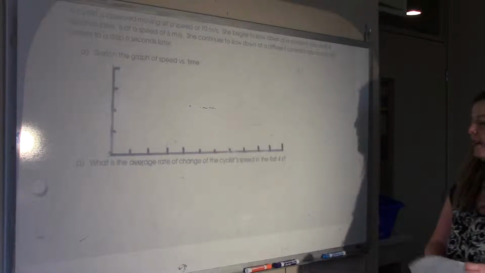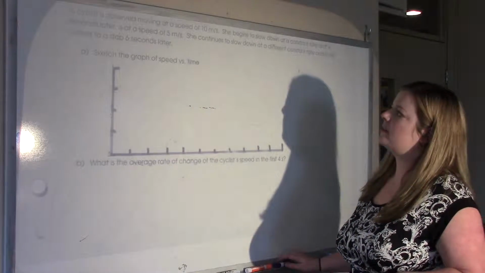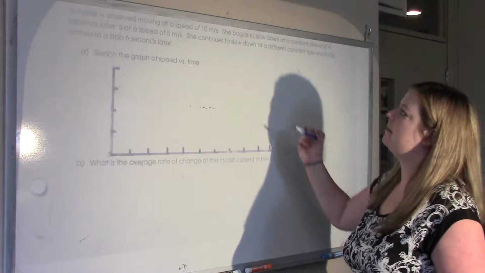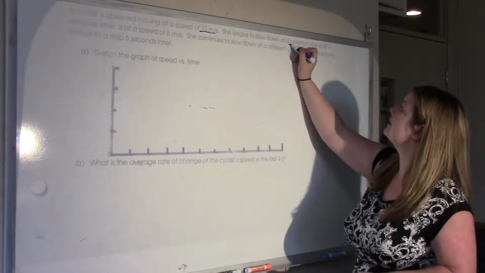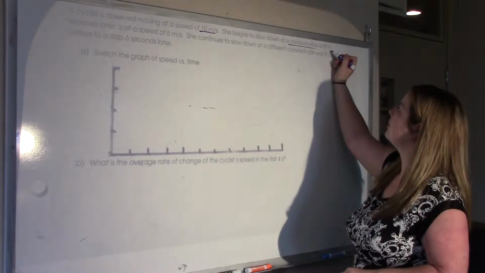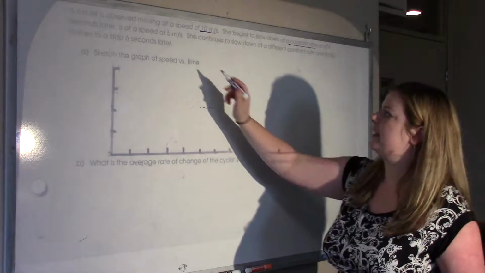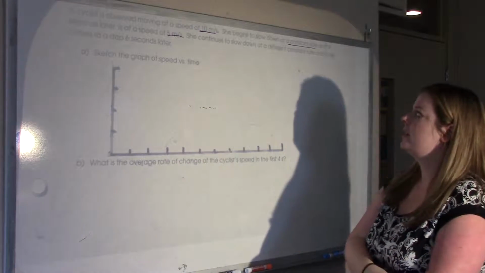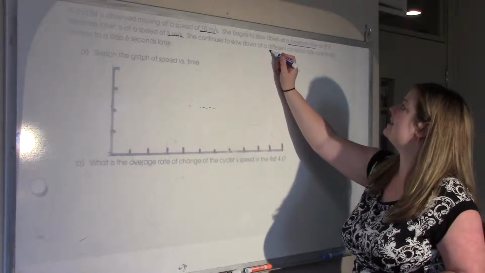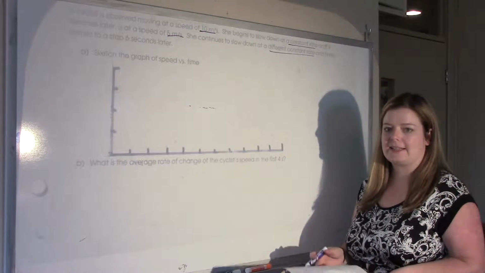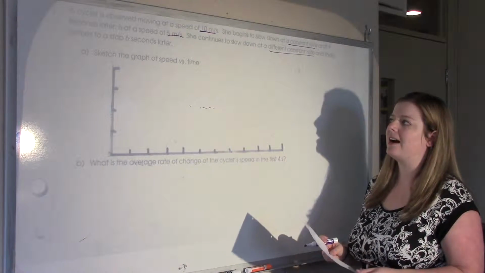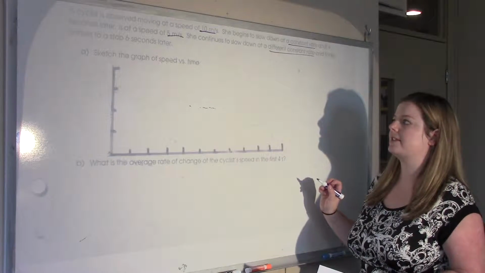Okay, so a cycle is observed moving at a speed of 10 meters per second. She begins to slow down at a constant rate and 4 seconds later is at a speed of 5 meters per second. She continues to slow down at a different constant rate and finally comes to a stop 6 seconds later. Okay, so they want a speed versus time graph.